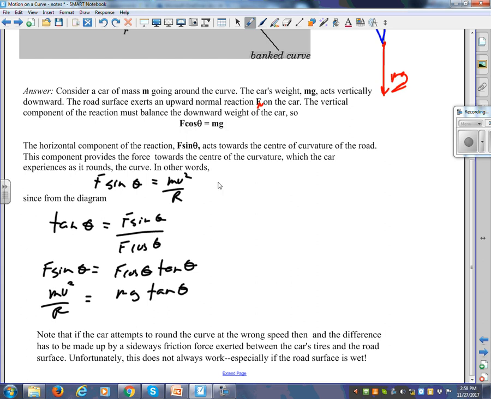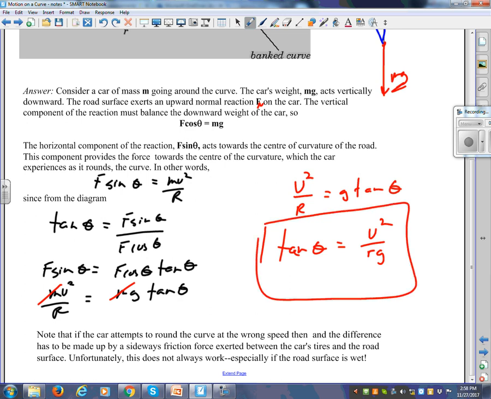And now what happens? Are you surprised that the m's cancel? You shouldn't be. The mass of the car shouldn't matter. And so you end up with v squared over r is equal to g tan theta, which we commonly rewrite as tan theta for a banked curve is equal to v squared over rg. And that, my friends, is the formula for a banked curve. We just derived it.